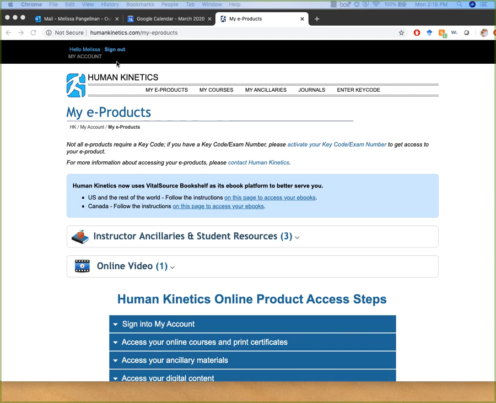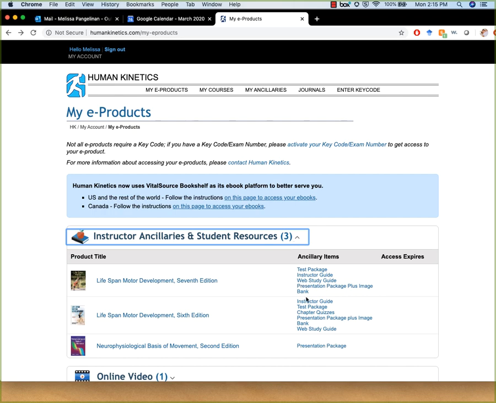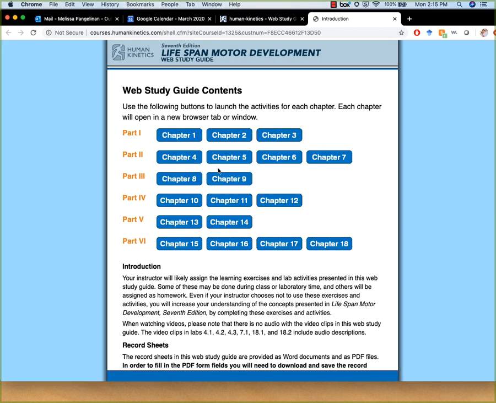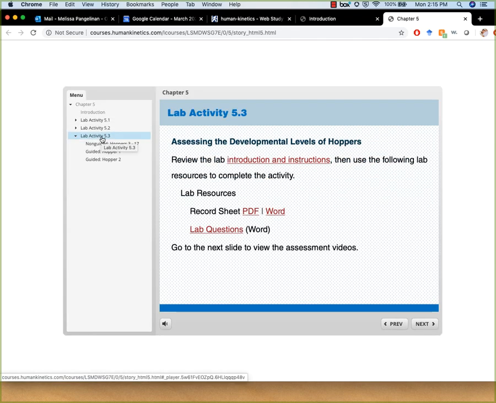So the first thing we're going to do is sign into the Human Kinetics website, go to My eProducts, and then click on the web study guide for the lifespan motor development, and look at lab activity 5.3. So we're going to go to chapter 5, and we're going to go to lab activity 5.3.